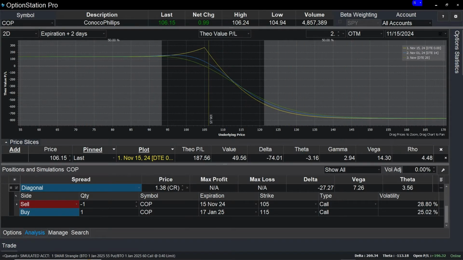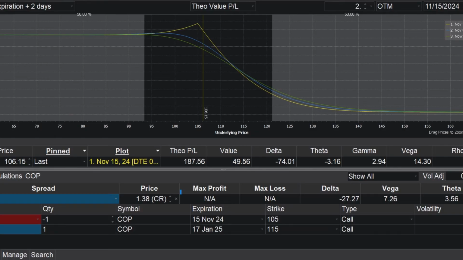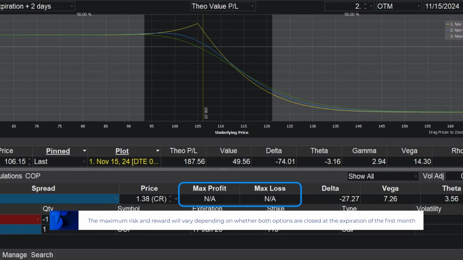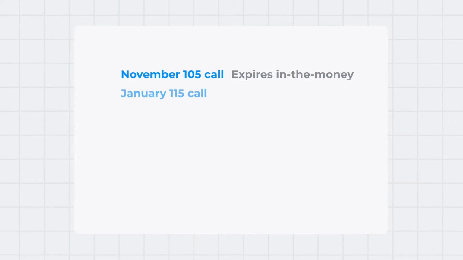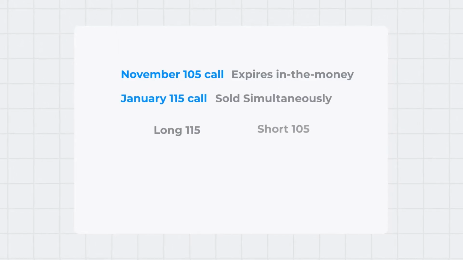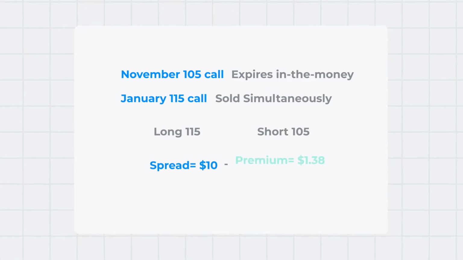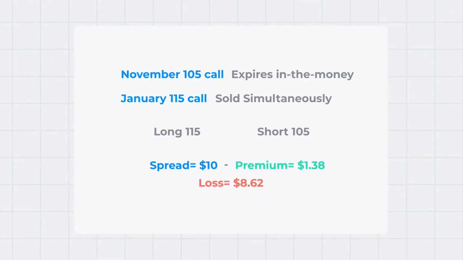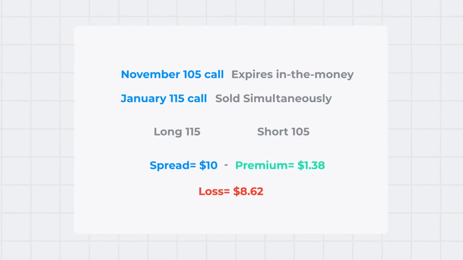The risk profile shows that the position was opened for a credit of $1.38. Call diagonal spreads are usually opened for a credit. However, debit call diagonals are possible. The maximum risk and reward will vary depending on whether both options are closed at the expiration of the first month. For example, if the November 105 call expires in the money and the long call is sold simultaneously, the loss would be the spread width of 10 minus $1.38, resulting in a loss of $8.62.